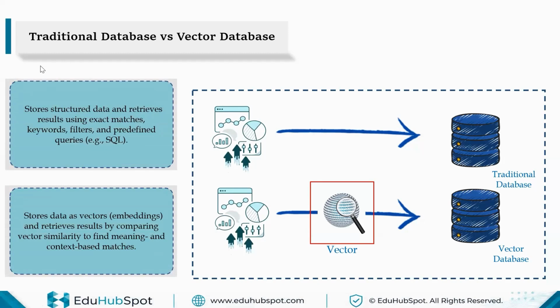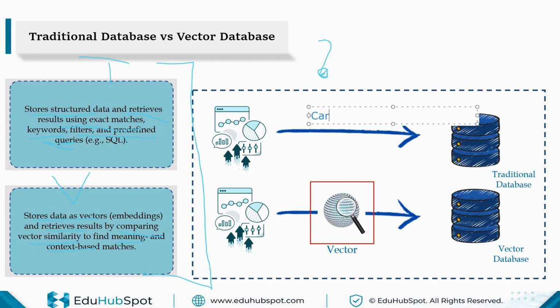So, when it comes to traditional database, they store structured data, retrieve results using exact matches, keywords, filters, and predefined queries. Whereas vector databases store data as vectors, retrieve the results by comparing vector similarity to find meaning and context based matches. So, this is our technical definition. But what does it actually mean? Let's understand this with the help of a simple example, guys.